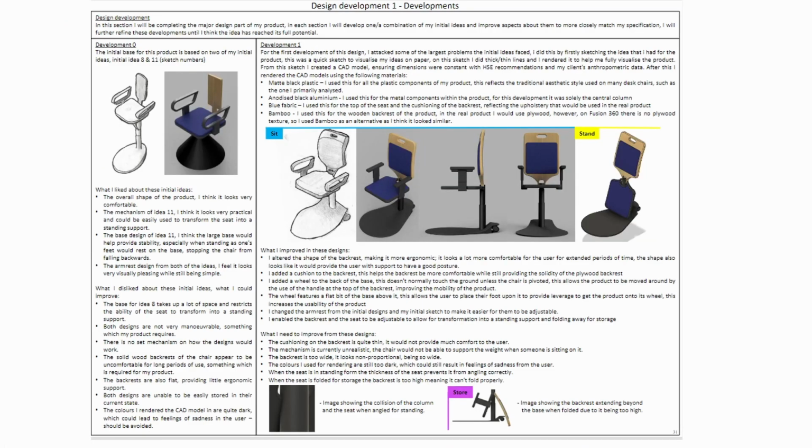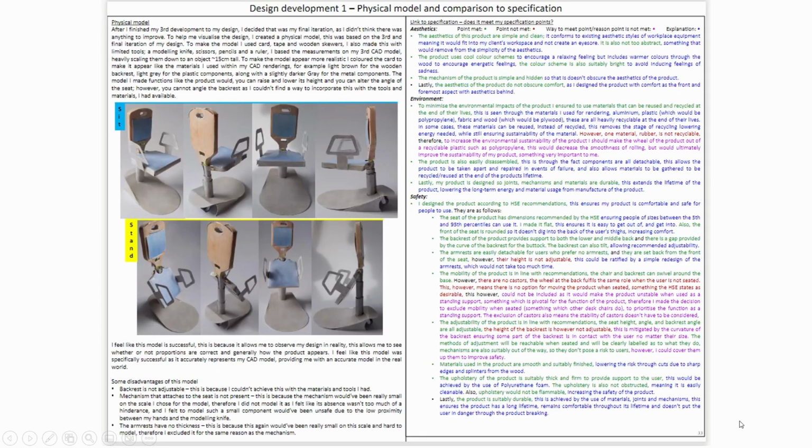A couple of other examples just to talk through. So we've seen this one before with Will and his seat. So his first sketch and his CAD model, developing how it's all changing, what he liked about them, what he improved, what he still needs to improve from there. Links back to spec and brief. Again, color coded is a big, big help.